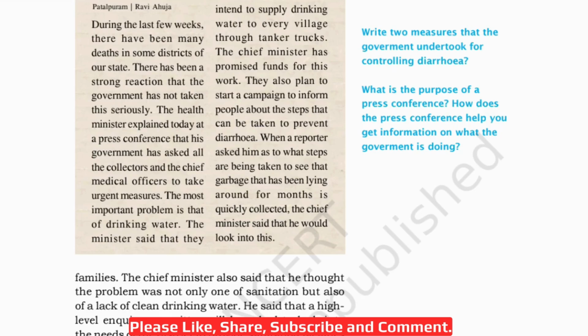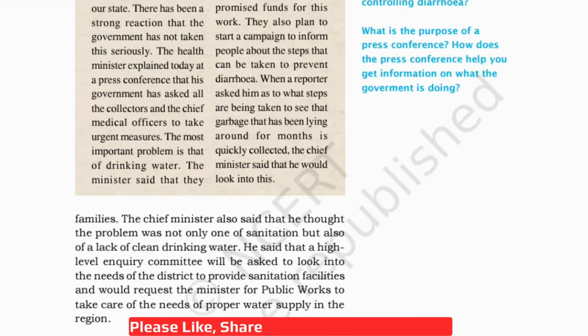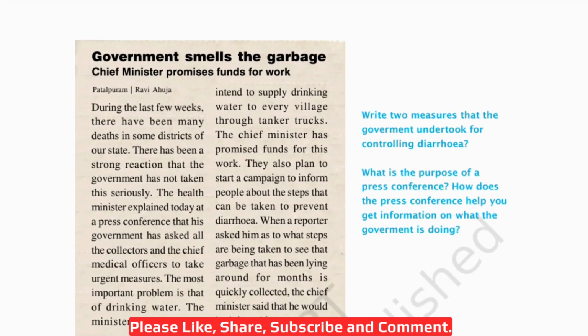The health minister explained today at a press conference that his government has asked all the collectors and the chief medical officers to take urgent measures. The most important problem is that of drinking water. The minister said that they intend to supply drinking water to every village through tanker trucks. The chief minister has promised funds for this work.